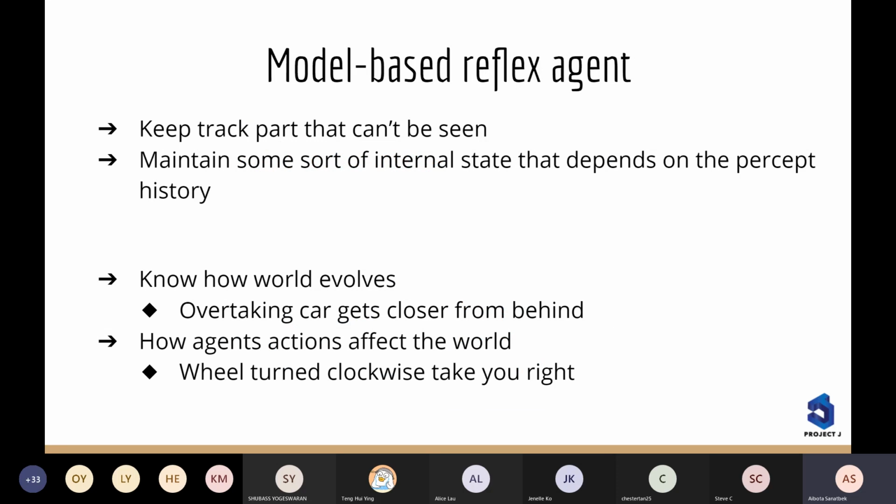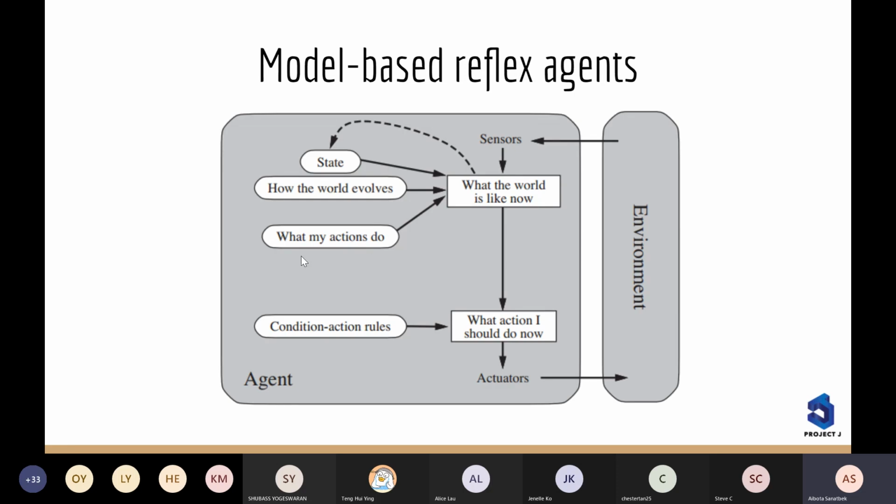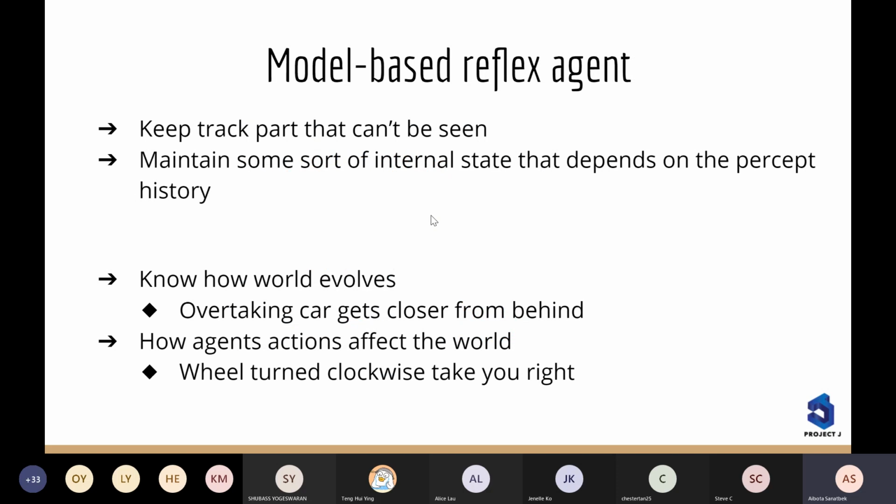Characteristics of a model-based agent is that it can keep track of the parts of the world that cannot be seen, and it also maintains some sort of internal state, which is the historical data. As I said before, it will know how the world evolves around it.